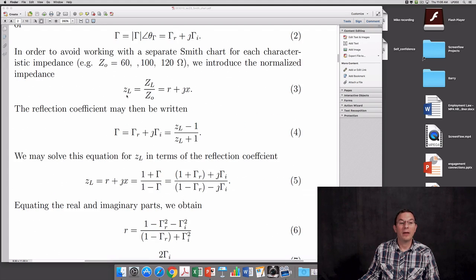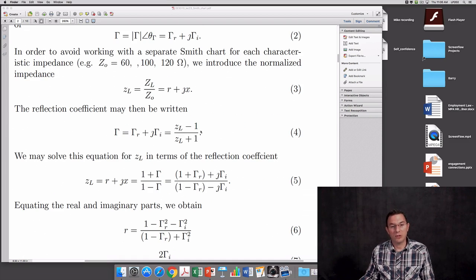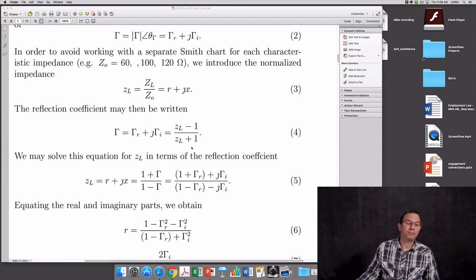And that normalized load impedance has a real part denoted by little r and an imaginary part denoted by little x. Okay? You can then write the reflection coefficient as the normalized impedance minus 1 divided by the normalized impedance plus 1. We can solve this equation here for the normalized impedance in terms of the real and imaginary parts of the reflection coefficient.